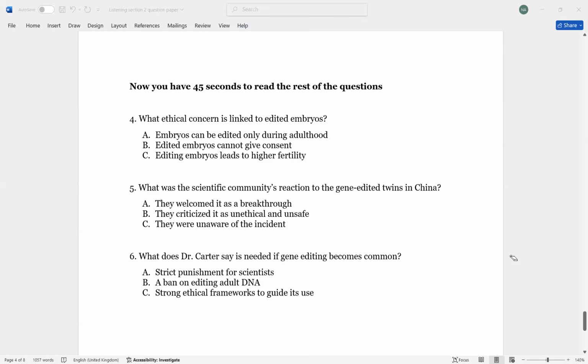Exactly. Science gives us tools, but ethics tells us how to use them. And when it comes to rewriting the human genome, the stakes couldn't be higher. A powerful way to end, Dr. Carter. Thank you for joining us, and thank you to our listeners. Stay curious and stay thoughtful.